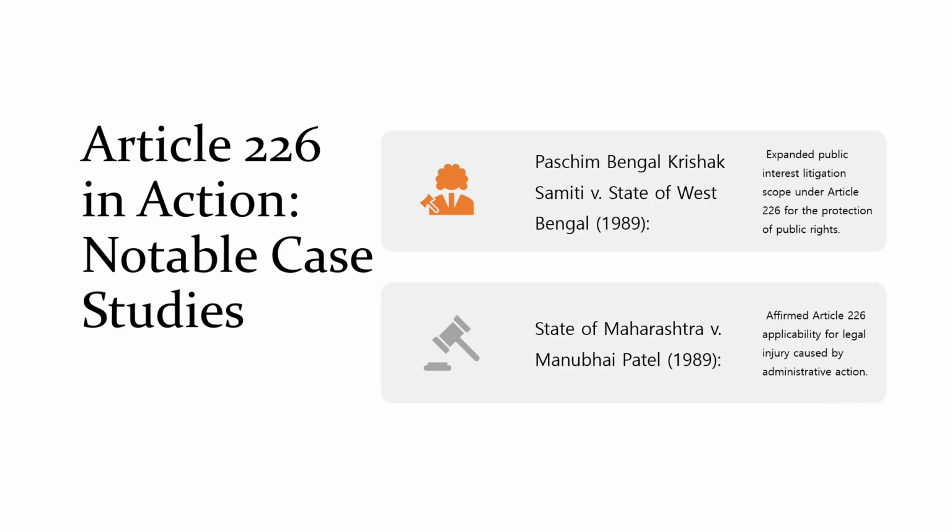State of Maharashtra versus Manubhai Patel, 1989. This case affirmed the principle that Article 226 can be invoked even when there is no violation of a fundamental right, provided there is a legal injury caused by an administrative action. These cases, along with countless others, demonstrate the far-reaching impact of Article 226 on the Indian landscape. They underscore the provision's effectiveness in safeguarding individual rights, promoting social justice, and upholding the rule of law.